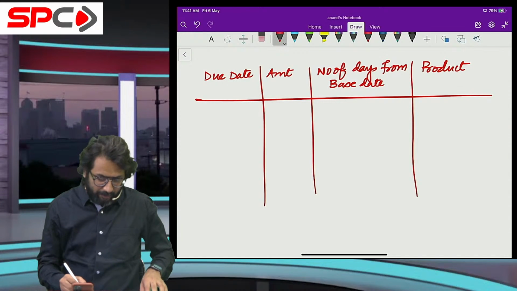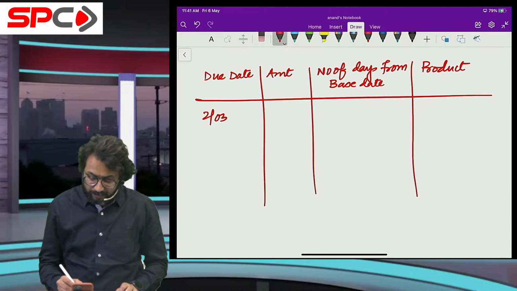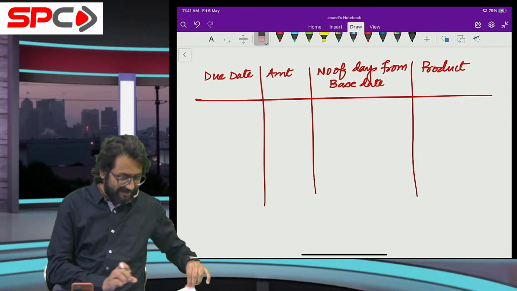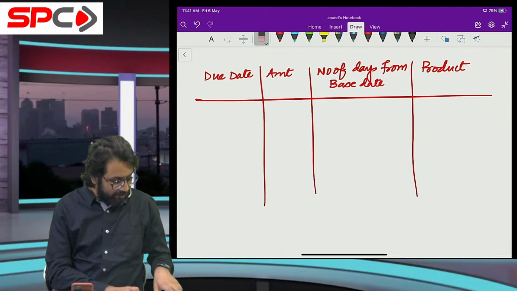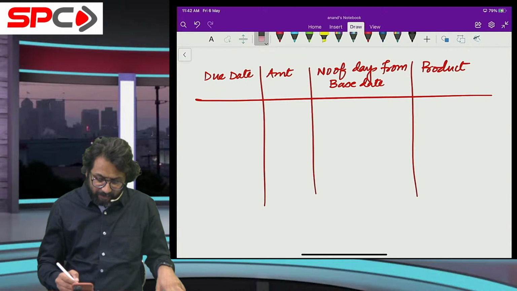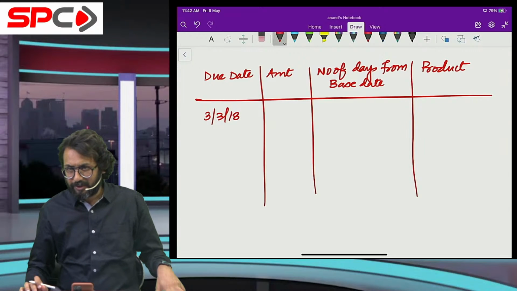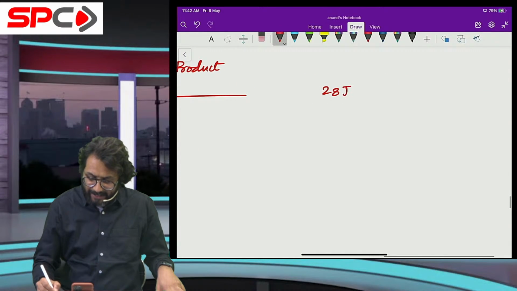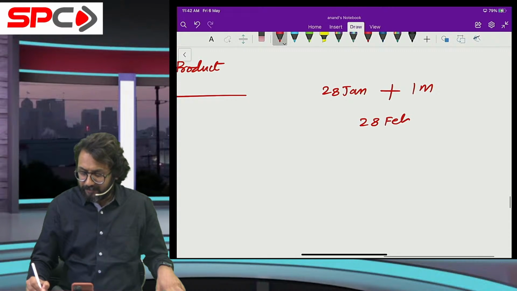So quickly tell me, what are all the due dates? 2nd March? I'll check for myself. Which question is it? 18. So 28th Jan, I add 1 month, so it will become 28th February. To 28th February, if we add 3 days, it will be 3rd March 18. Shall I show you how? Look, 28th Jan, if I have to add 1 month, it will become 28th February.